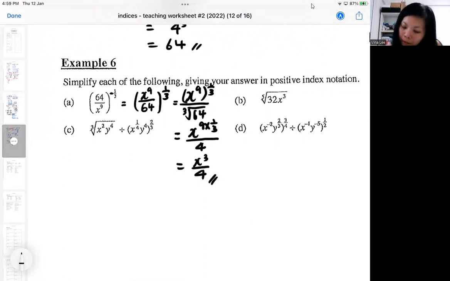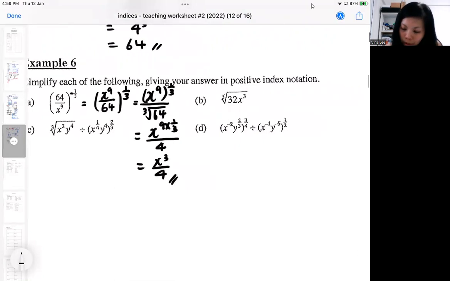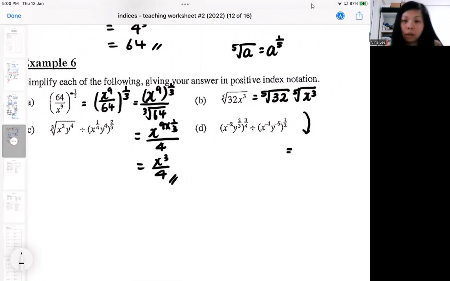Okay, then for part B, that is a fifth root. So essentially, if that is a fifth root, the power is 1/5. So do recognize that it's actually 1/5. So you can actually do it like this: the fifth root of 32 and the fifth root of x cubed. So the fifth root of 32 will be a 2.